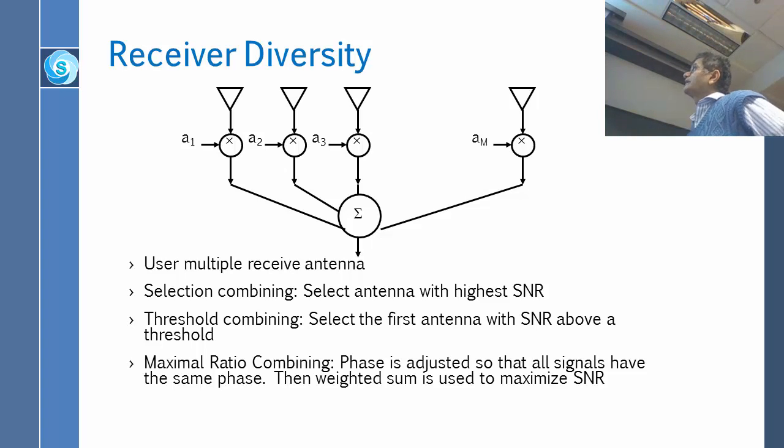Now how can it combine? It can do selection combining: it could just measure the signal to noise ratio on each of these antennas and take the one which has the highest signal to noise ratio, which means the lowest noise, highest signal. So we select one antenna and don't worry about the other antennas. Then the next minute we again measure it, and the next second and next microsecond, and we again take the antenna with the best SNR. We could do threshold combining, in which case we select the first antenna with SNR above a threshold. So if this one has high noise, we go to the next one. If it has good enough SNR, we just stop right there.